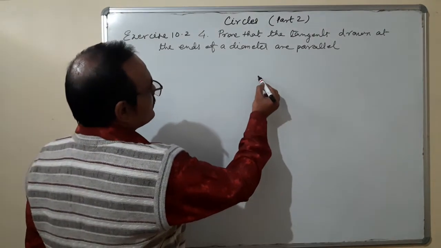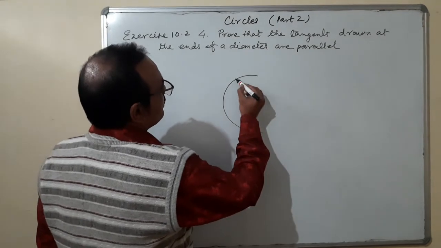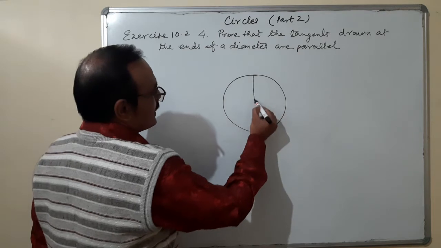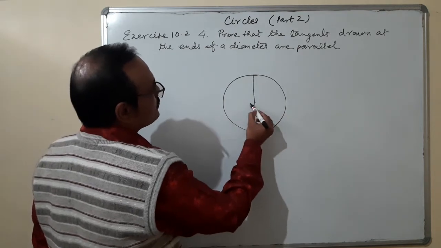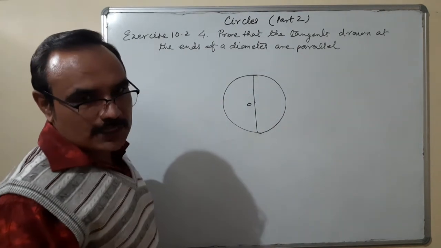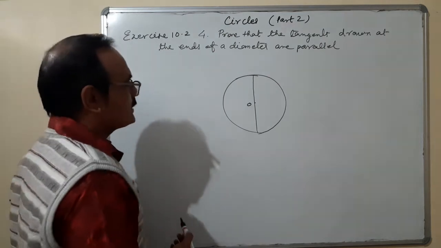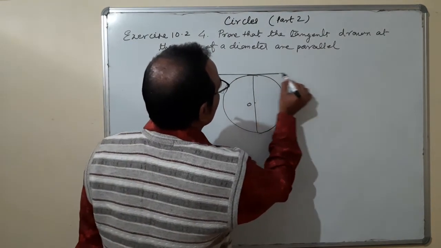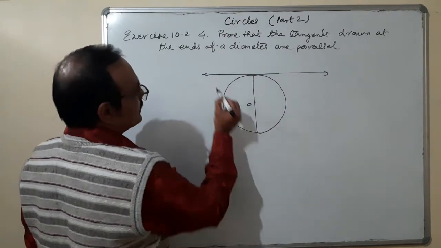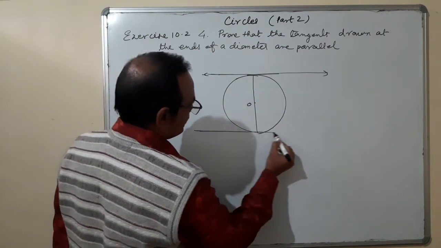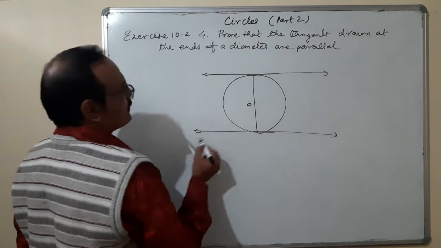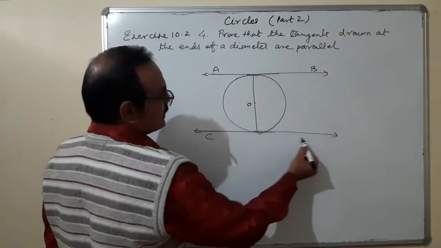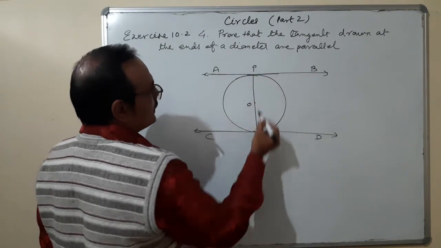Which type of diagram is there? It is a circle. Suppose a diameter is drawn, which always passes through the center. There is a speciality of a diameter: it passes through the center. And tangents are drawn through the ends of the diameter, like this. This is AB, CD, P and Q.